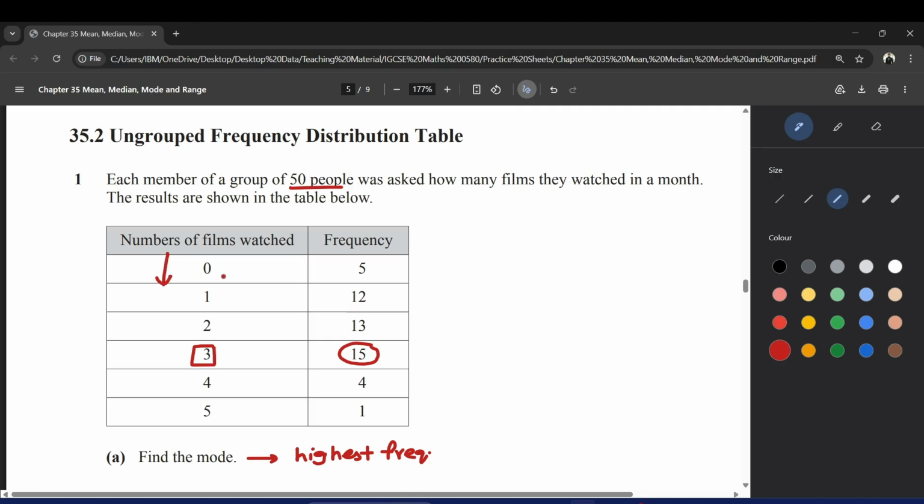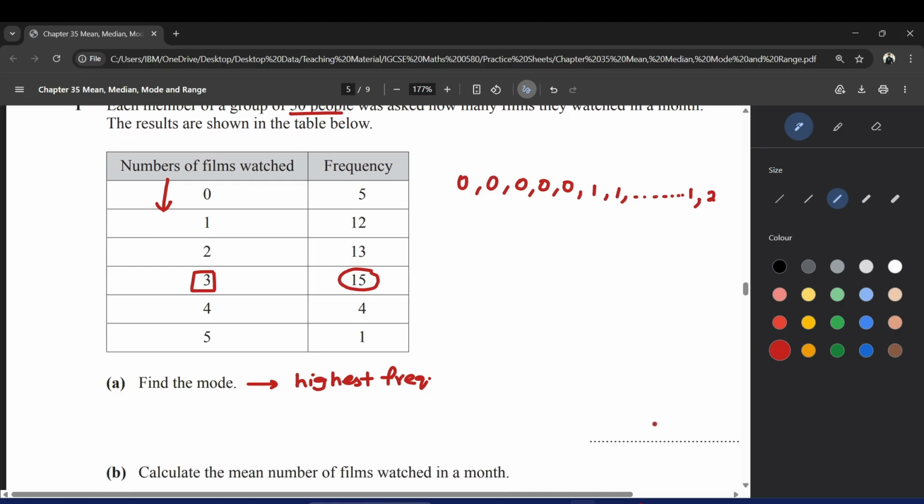So let's say if I were to write this down, 0 occurs 5 times. So 0, then 0, then 0, then 0. So this occurs 5 times. After that, 1 continues, and we have to write 1 12 times. So let's say this continues, and this is the 12th time that I'm writing 1. After that, we have to write 2 for 13 times, and so on. This is how the raw data continues. So the mode is going to be 3.